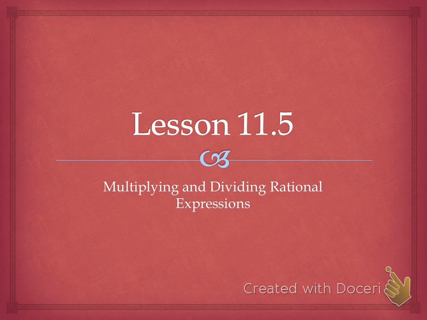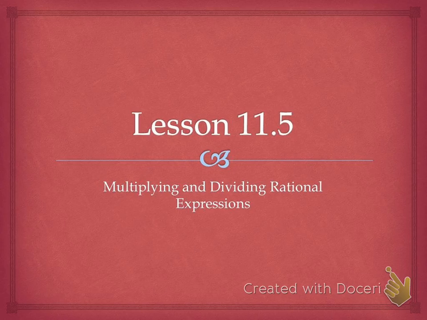What we're going to do today in lesson 11.5 is multiplying and dividing rational expressions. So yesterday in lesson 11.4, we simplified rational expressions. Remember we said all that meant was simplifying fractions that have variables in them. So today we're going to be multiplying and dividing fractions with variables.